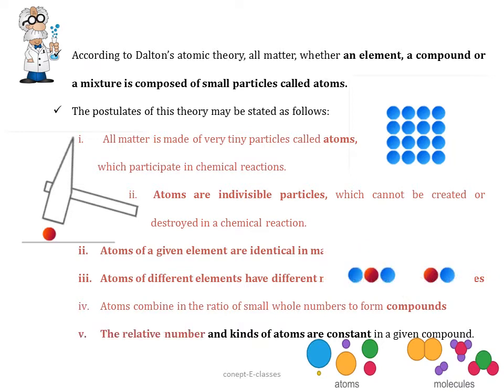And the relative number and kinds of atoms are constant in a given compound. Just as we saw in the previous slide, whatever the source of water is, the water molecule will always consist of two atoms of hydrogen and one atom of oxygen. So they are constant. So these are the main postulates of Dalton's atomic theory.